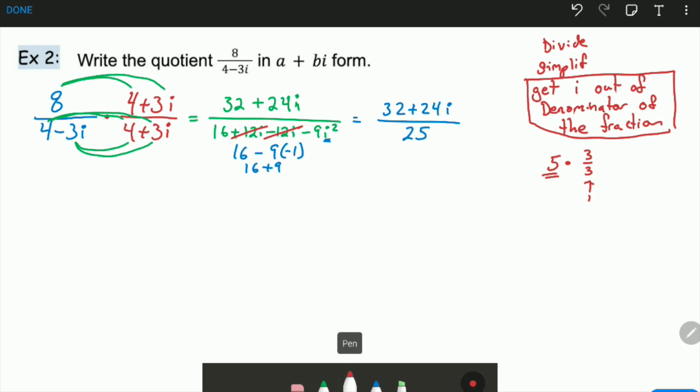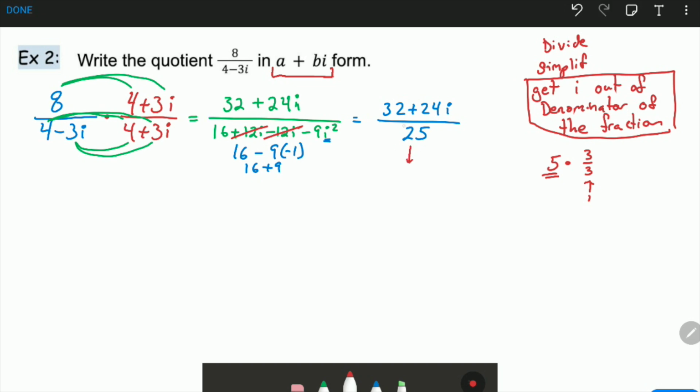Sometimes there's a number of ways you can write the answers, depending on the situation or what the question's asking for. This one's specifically asking for a plus bi form. So I'll elaborate on that in just a second. But sometimes you can reduce this fraction at this stage. In order to reduce it, something has to go into this number and this number all at the same time. Nothing in this case does. But to represent an a plus bi form, we have to go one step further.